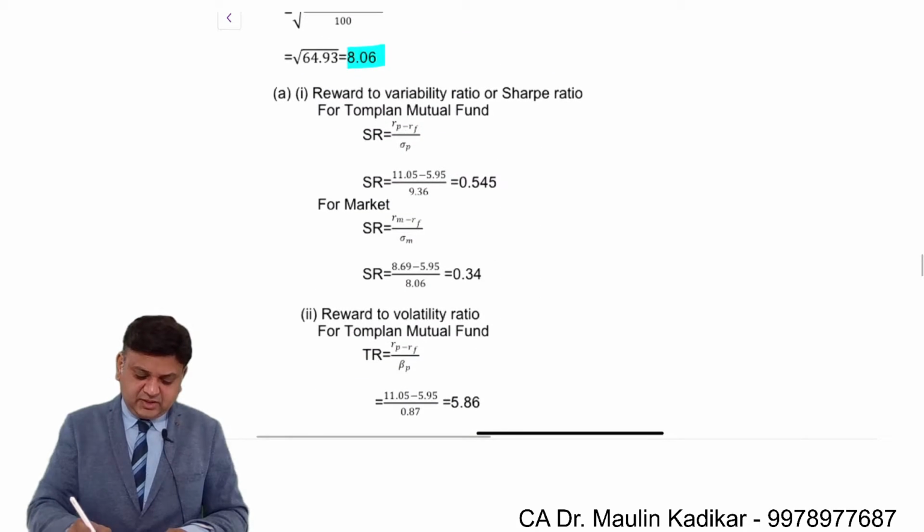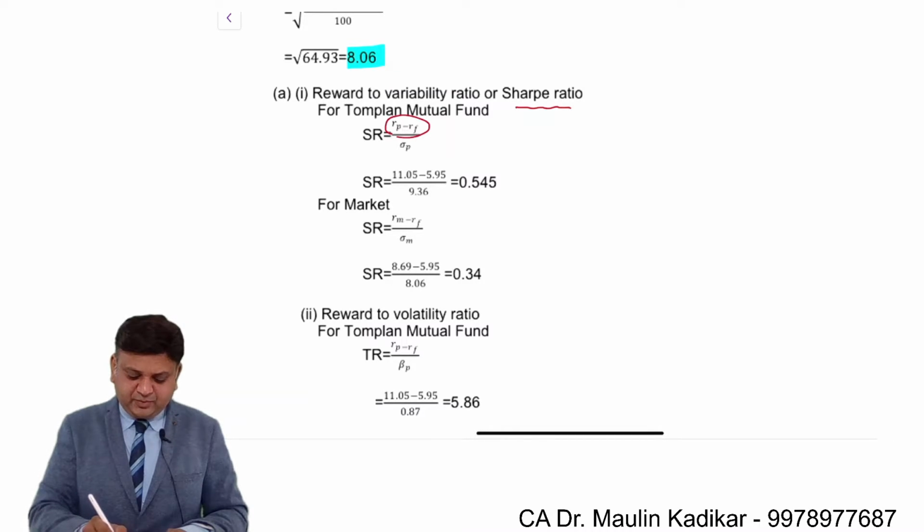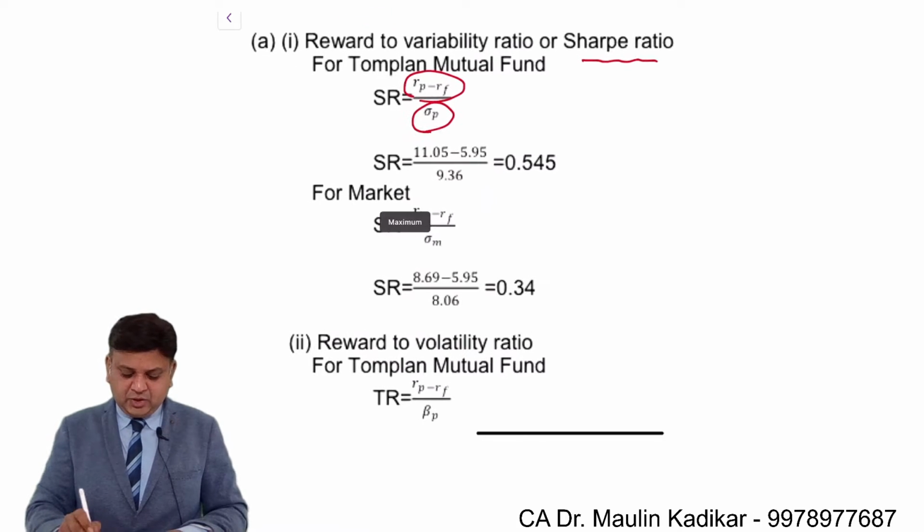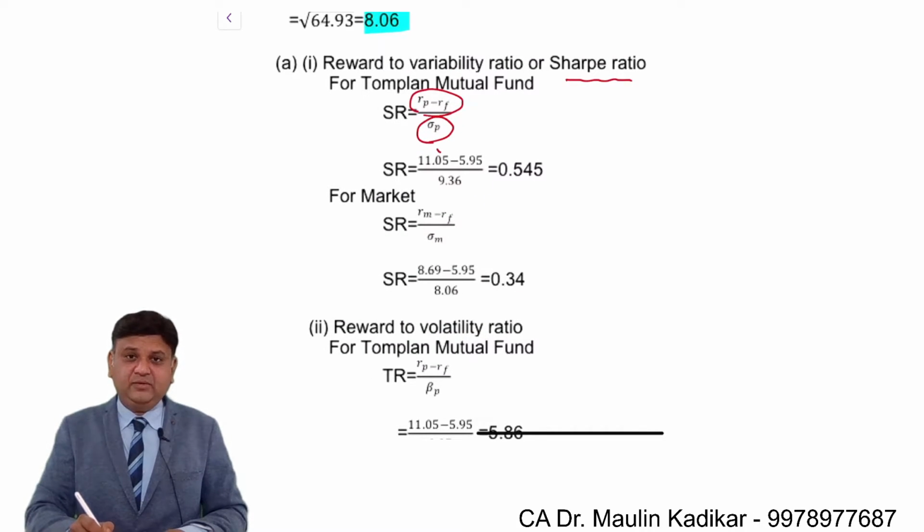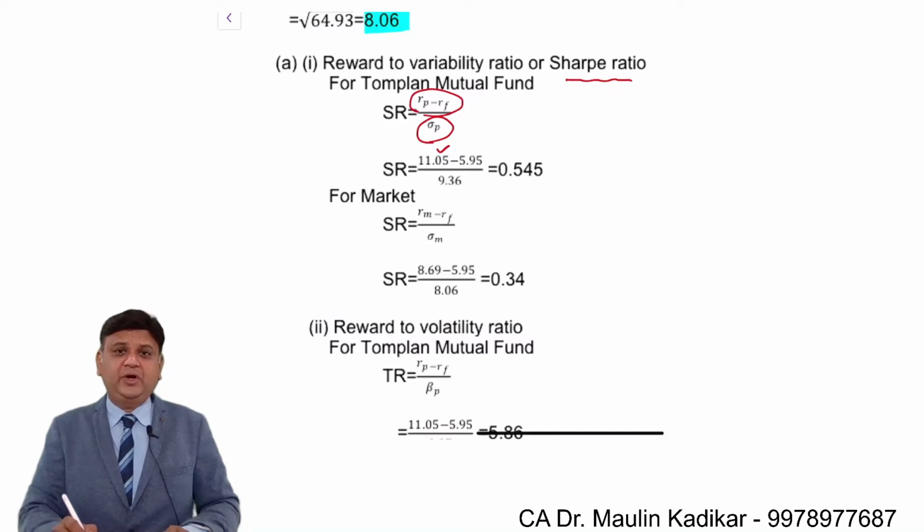Then we have calculated the Sharpe ratio. It is return of the portfolio minus RF divided by standard deviation of the portfolio. So it is 11.05, that is the return of the portfolio, minus RF 5.95, divided by the standard deviation of the portfolio, 9.36. Based on that, the Sharpe ratio is calculated as 0.545.